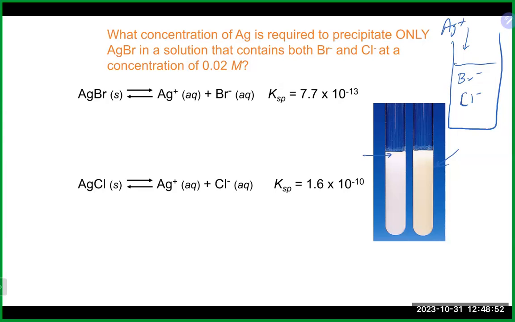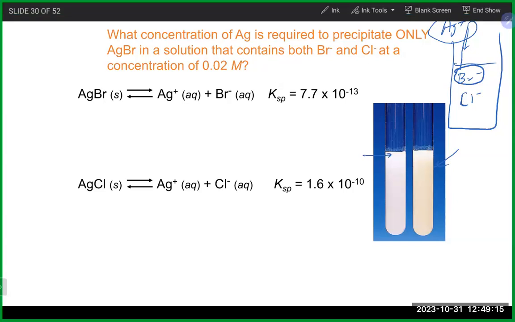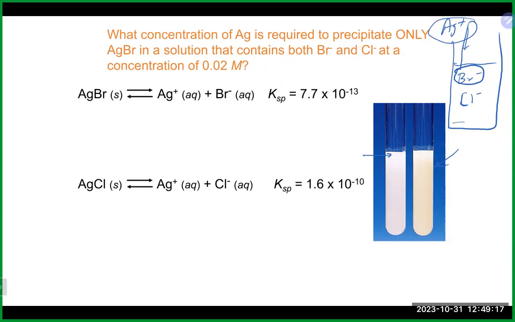So we would want to selectively take one out and then take the next one out. In this problem, we want to precipitate out only the silver bromide first, and then afterwards we could take out the chloride, but we want to leave the chloride in solution. So how can we add the silver so that it will only react with the bromide to make a solid, and leave the chloride floating freely in the solution?